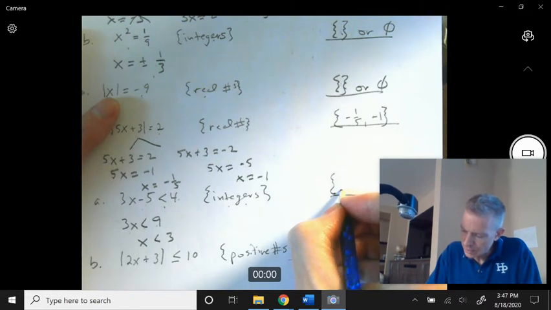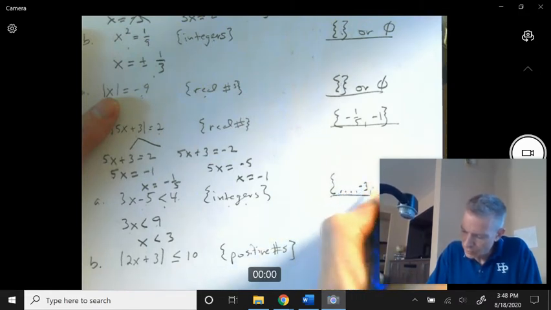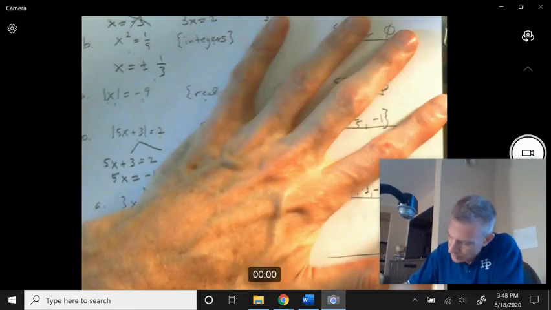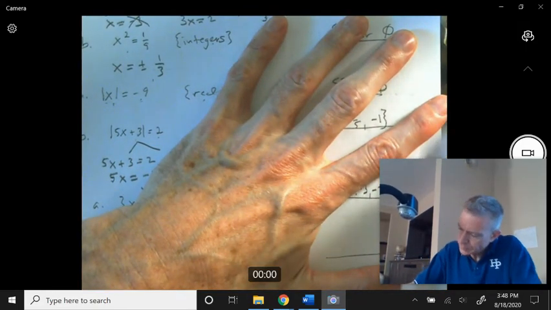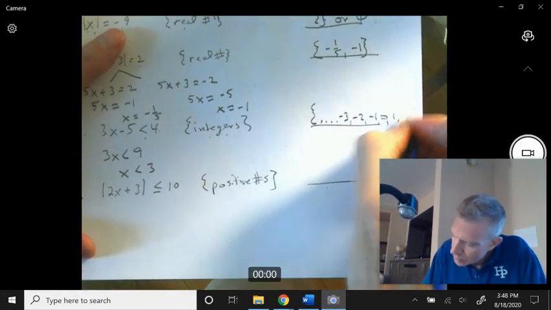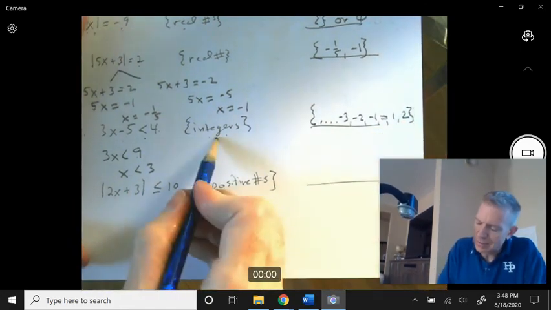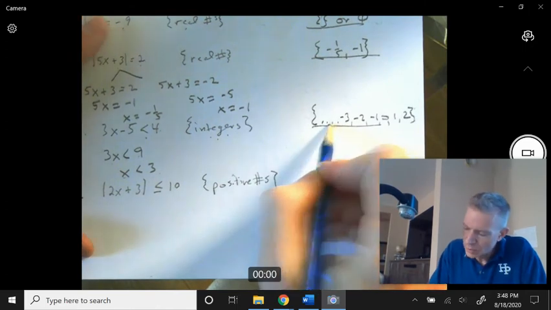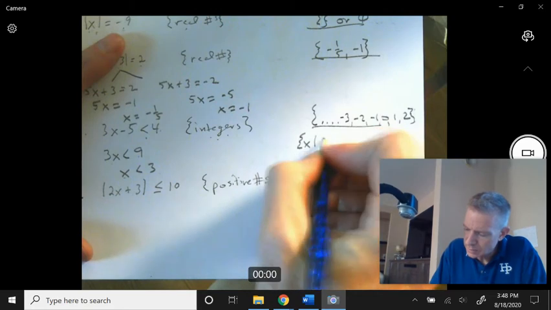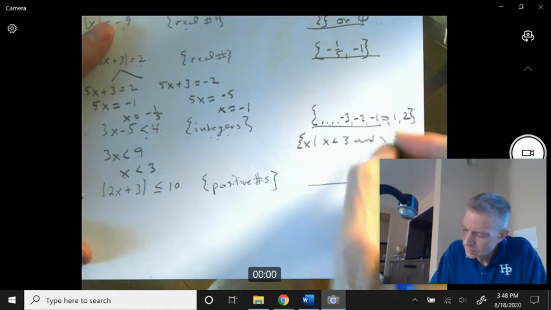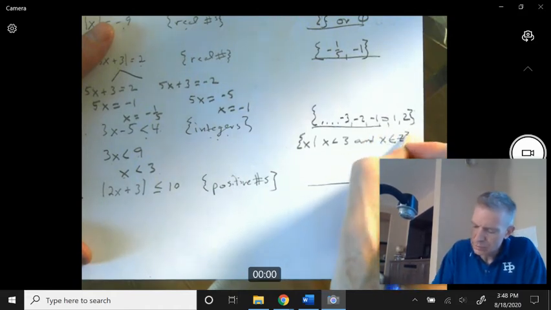So -3, -2, -1, 0, 1, 2, 3. That's fine. You could show that. Oh, don't include the 3. Sorry about that. 0, 1, 2. Stop there. You just want the integers that are less than 3. Okay. Then you can show that that goes on this way. If you want to do set notation, set of all x such that x is less than 3 and x is an element of the set of integers.